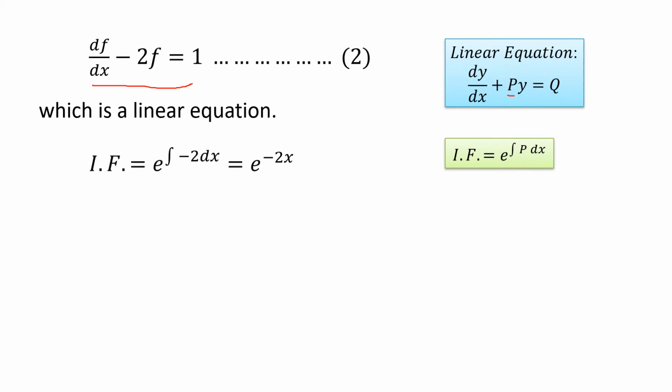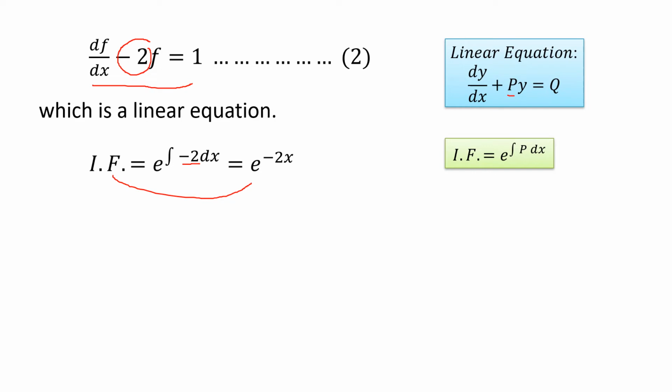So that is equal to e power integral. The value of p is minus 2. Therefore we shall substitute that here. Therefore we get e power integral minus 2 into dx. So integral of minus 2 is minus 2x. Therefore the integrating factor is e power minus 2x.